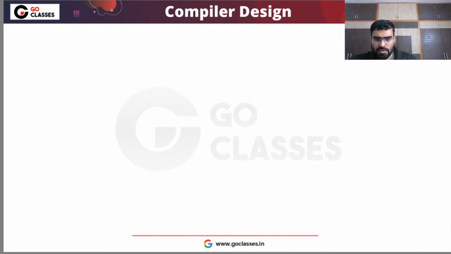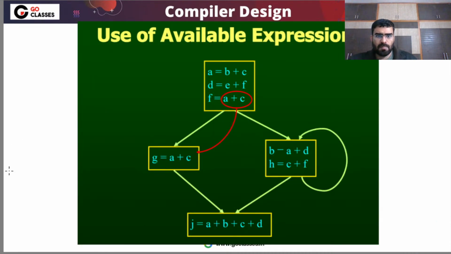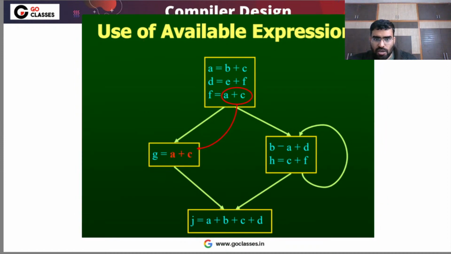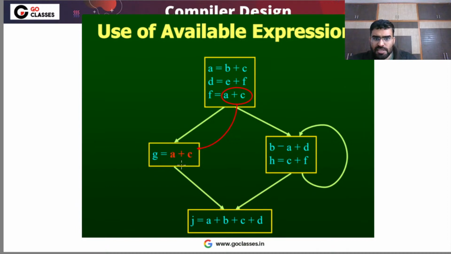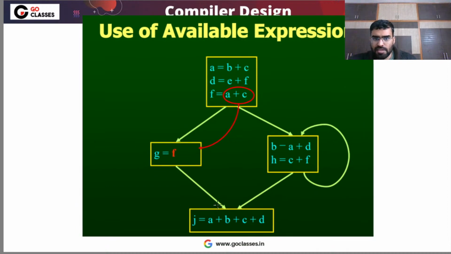Anyone has any doubt? Now let's see how we can use available expressions, meaning common subexpression elimination. A plus c is available here, you already know. So what you can do is replace this a plus c with f. This is your common subexpression elimination.